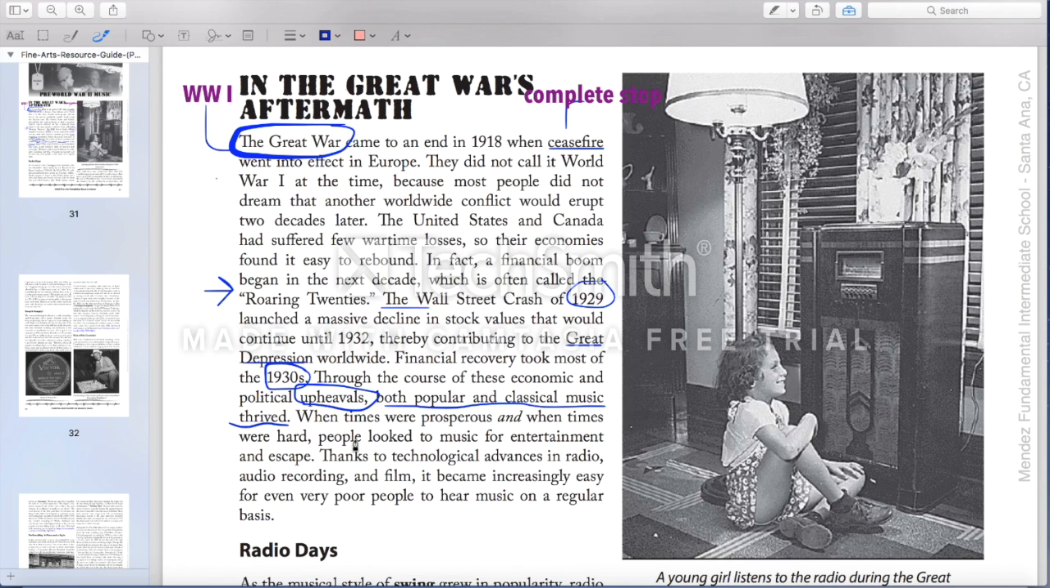And even in the 20s, especially in the 20s actually, that was the jazz age during the Roaring 20s, when people had the money to go out to glamorous parties and things like that. That's when popular and classical music also became a really big part of society and part of the entertainment culture. When times were prosperous, which means lots of money, and when times were hard, which means very little money and a difficult economy, people looked to music for entertainment and escape.